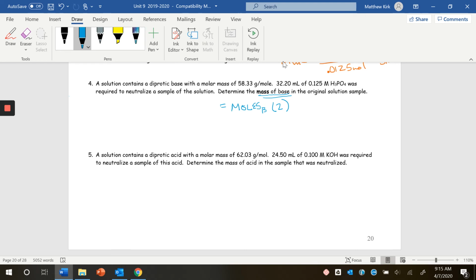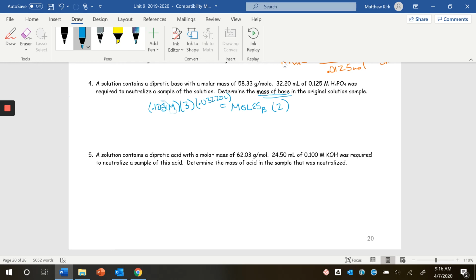So the M for the acid tells us it's 0.125 molar. There we go. Its equivalence is 3. It's triprotic. And our volume, again, should be in liters. So divide by 1,000 to get 0.03220 liters. So let me do my math. So 0.125 times 3 times 0.03220. Better divide that by 2.